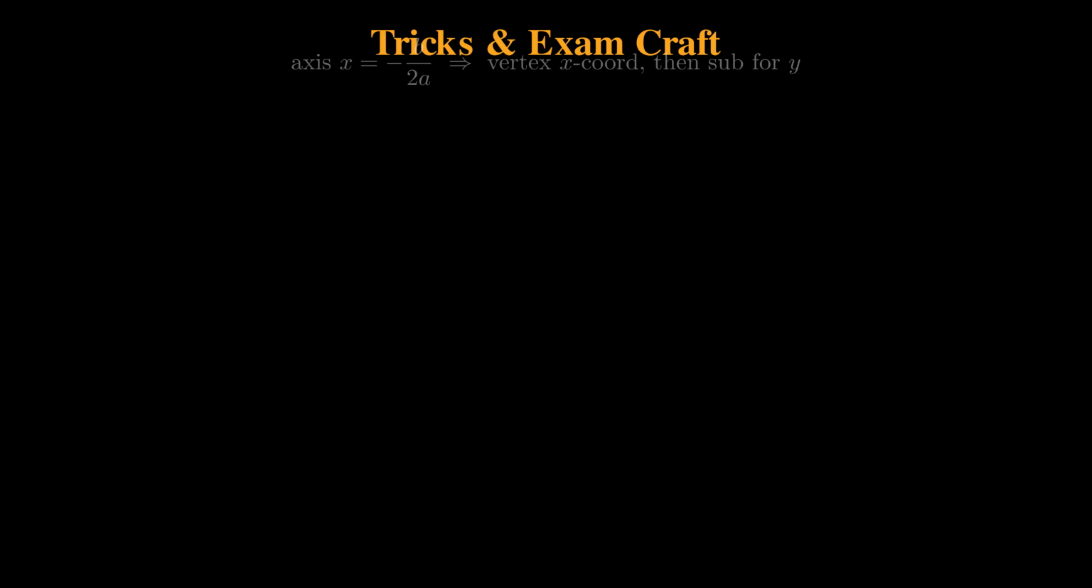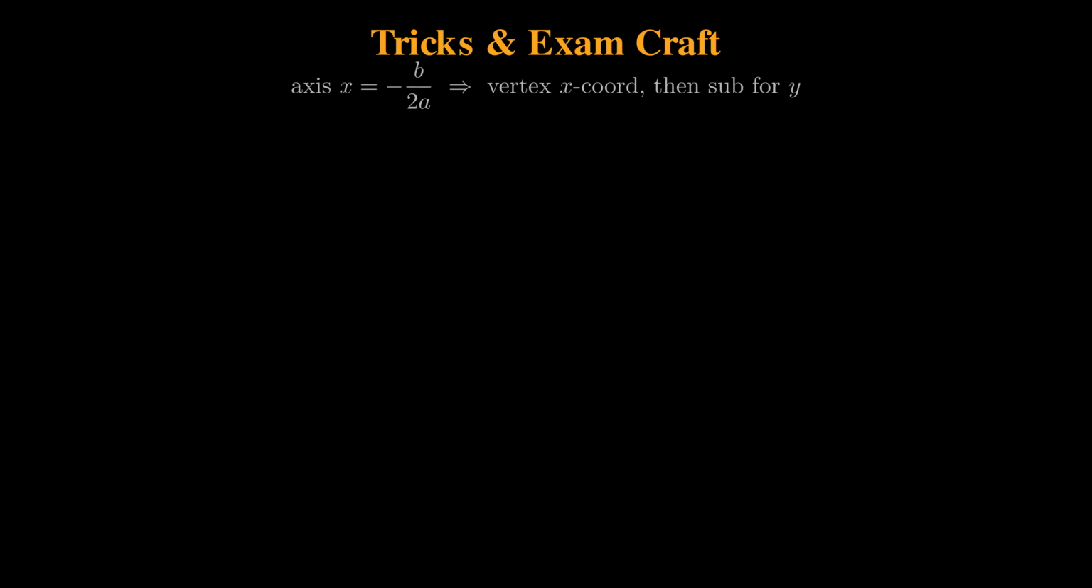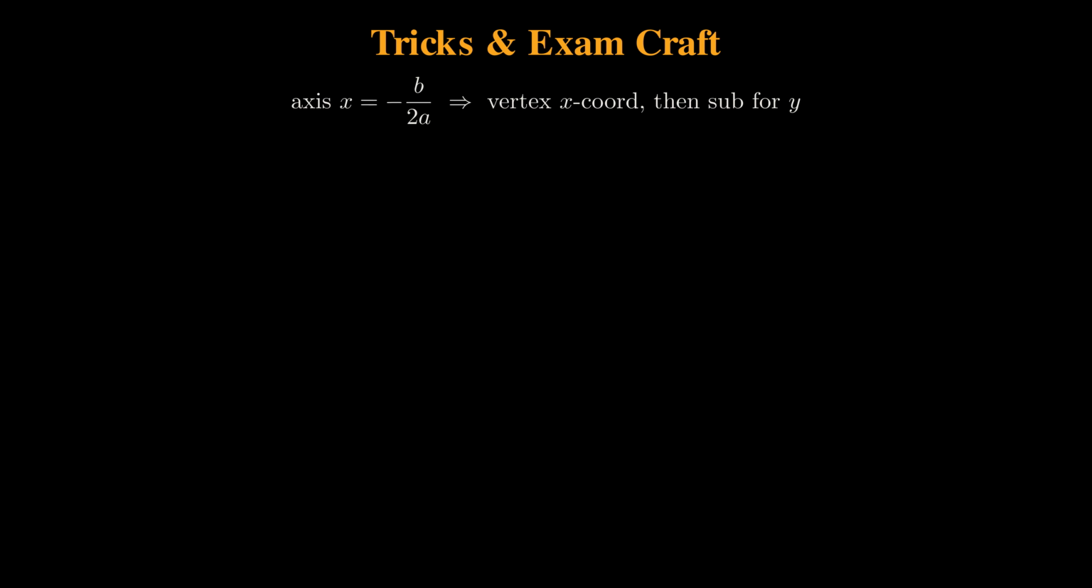Now the exam craft other channels skip. The biggest time saver: you do not need to complete the square just to find the vertex. The x-coordinate of the vertex is always minus b over 2a. It comes straight from the axis of symmetry. So compute that. Then substitute it back into f to get the y-coordinate. Two lines. Vertex found.